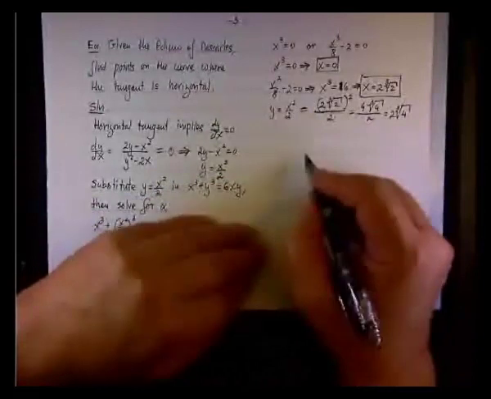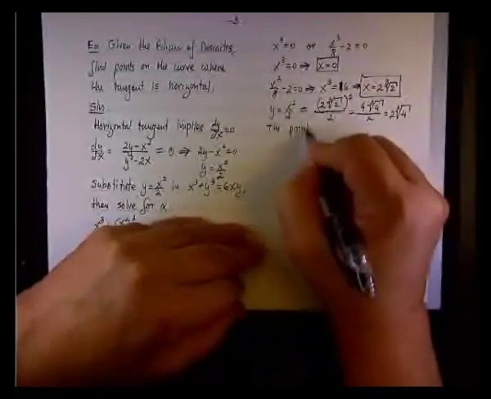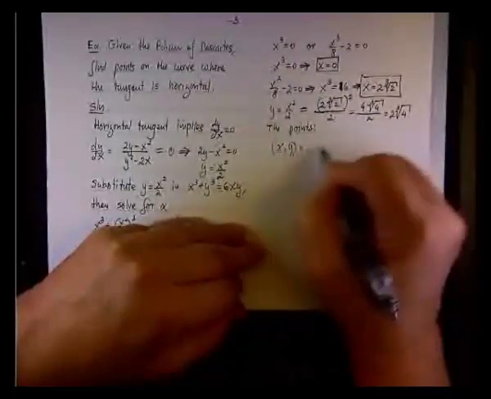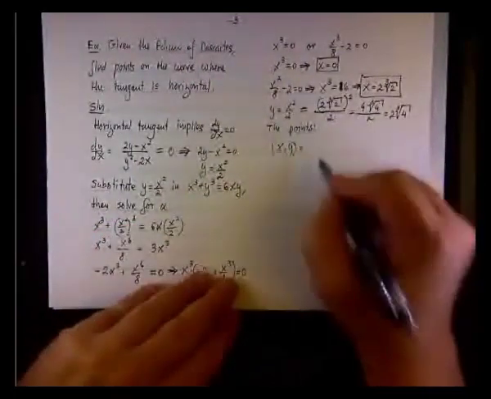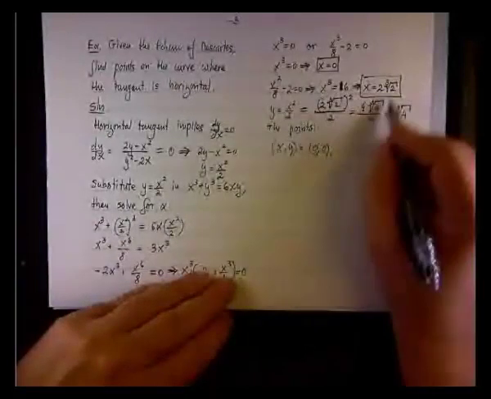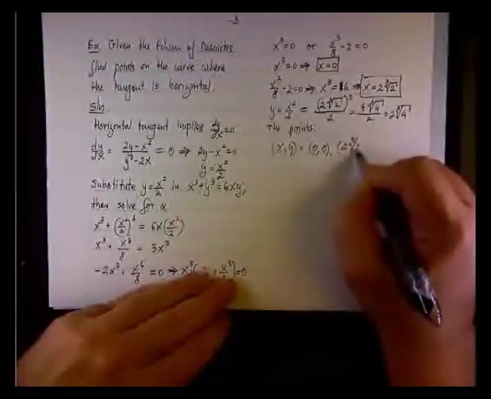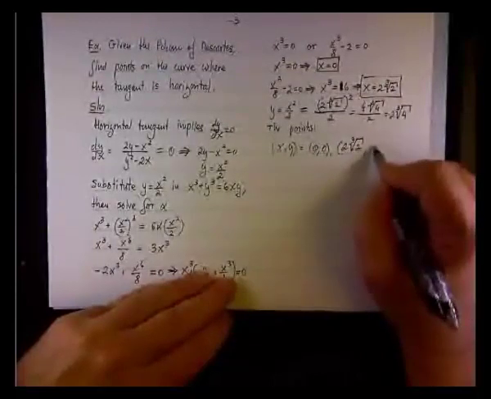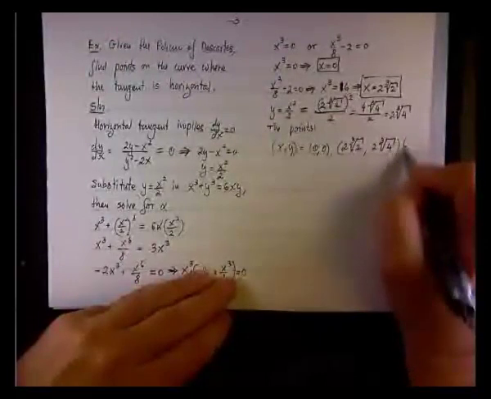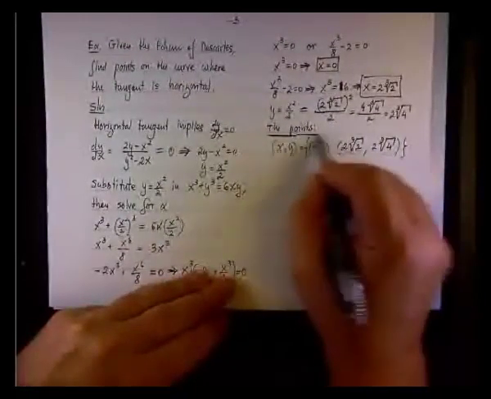So the points are (x, y): when x equals 0, y equals 0. So we have (0, 0), and the other point is when x equals 2 cube root of 2, y equals 2 cube root of 4. So this is the solution set. Those are the points.